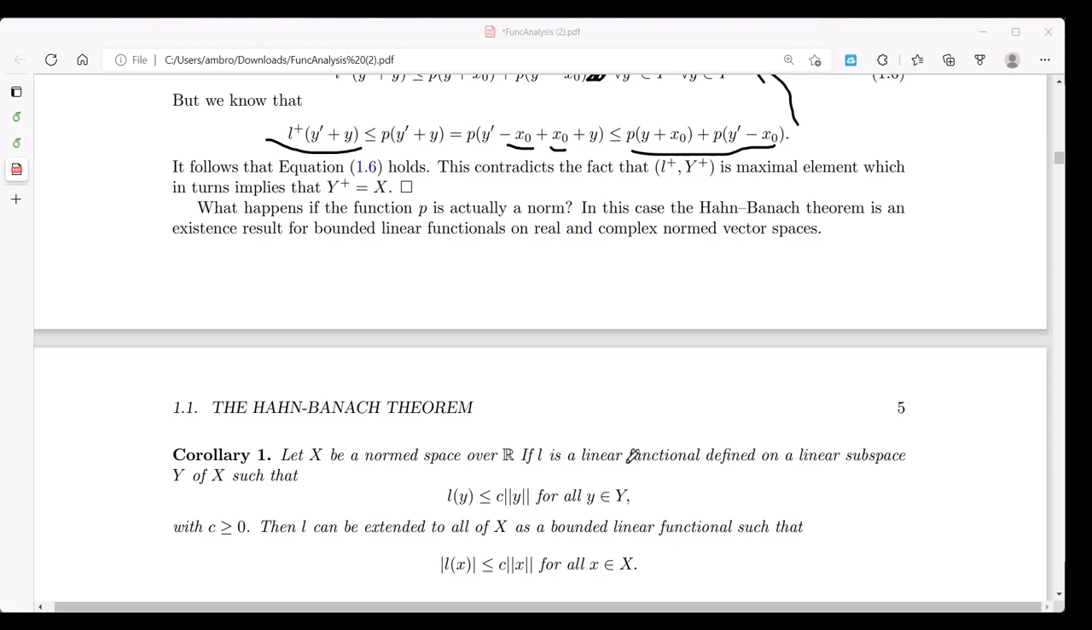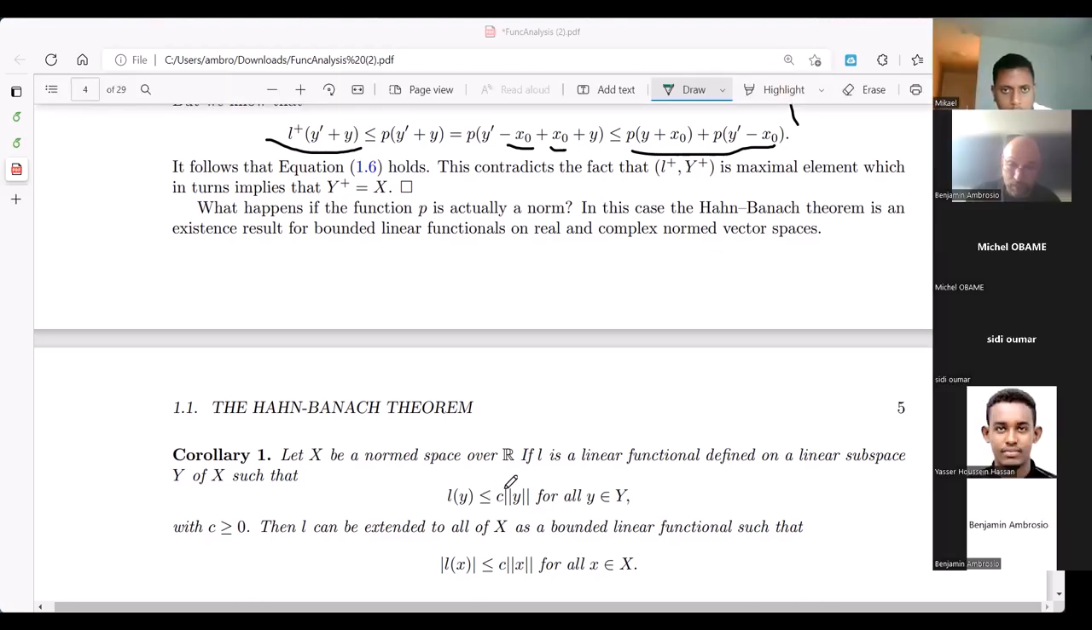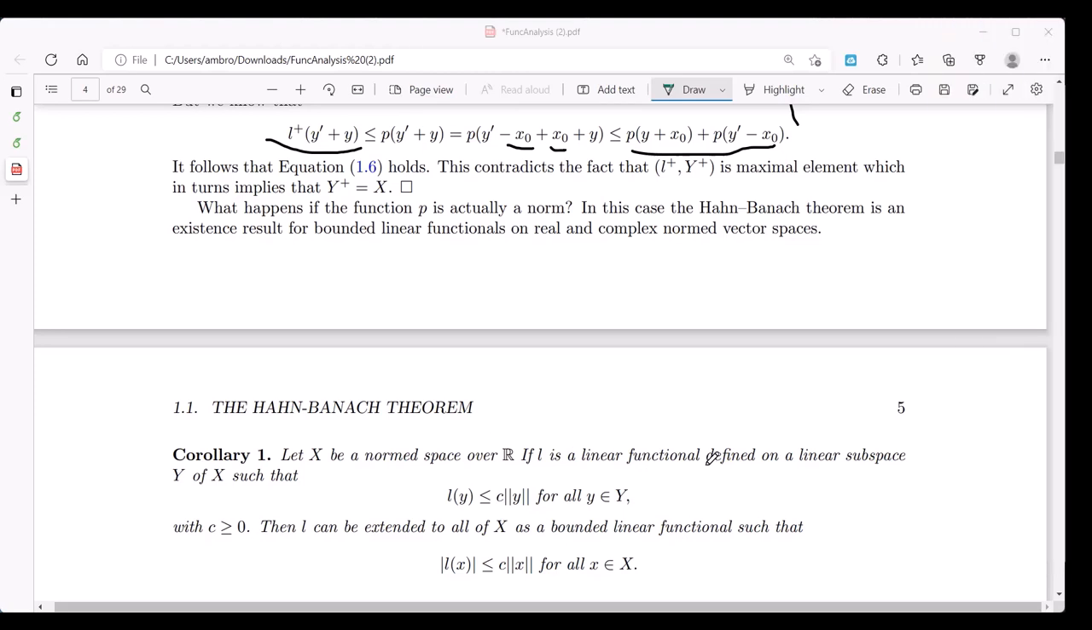And so now, in the same way you define L as a linear functional on the subspace Y of X, such that, now X is a normed space. So you have this norm, L of Y is less than a constant C times the norm of Y, but just in the subspace, not in the whole space. And then you can extend L as a bounded linear functional such that L of X is less than C times the norm of X.